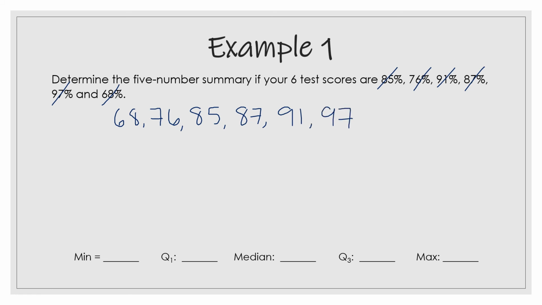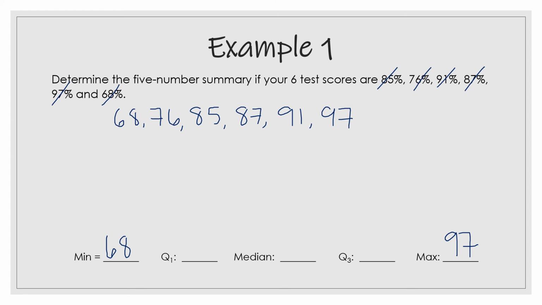All right, so the minimum is just going to be the lowest number in the data set. So the lowest score was a 68. And same way, we can skip over here to the maximum. The maximum is the highest number, so that would be 97. All right, next we need to find the median in order to get my upper and lower quartiles, because I have to cut the data in half.